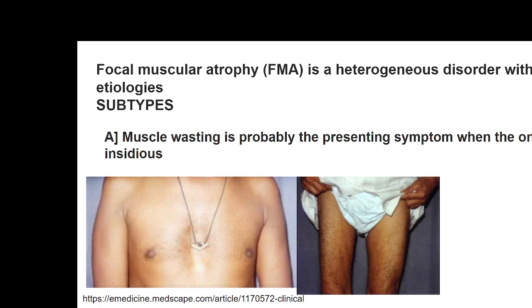Among them, focal muscular atrophy is a disease which can be produced by diverse pathologies; etiologies could be many. Characteristically, the symptom presents with muscle wasting initially, and the onset is insidious. The muscles involved are usually the proximal, thicker muscles like the shoulder muscles or the thigh muscles, and the patient may not have any symptoms. There could be only a visible atrophy, which may not reach the level where the patient has a functional impairment in the beginning.